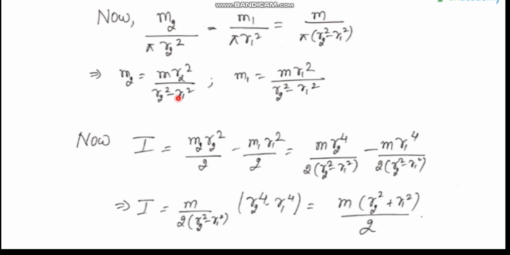M2 will be M R2 squared by R2 squared minus R1 squared. Similarly, M1 I obtain. Now, moment of inertia, as I derived earlier, is M2 R2 squared by 2 minus M1 R1 squared by 2. M2 and M1 we replace by these two values to obtain this result. Now from this result we can take M by 2 into R2 squared minus R1 squared common. We will be left with R2 raised to power 4 minus R1 raised to power 4. I can replace this by a squared minus b squared as a minus b into a plus b, and the final answer that will be left with me is M into R2 squared plus R1 squared by 2.